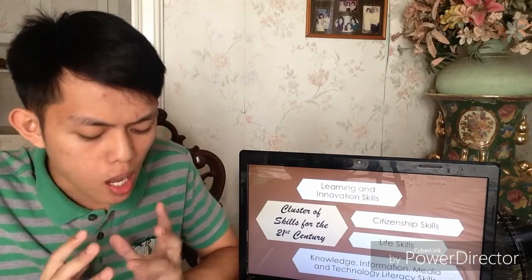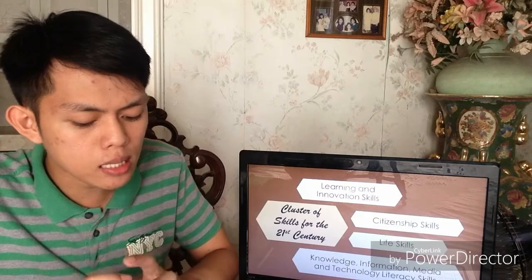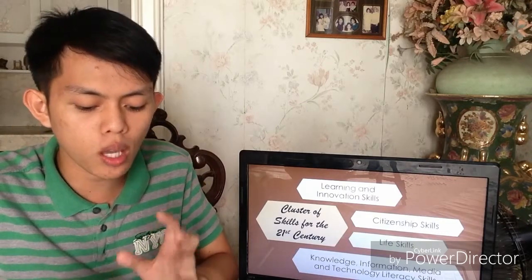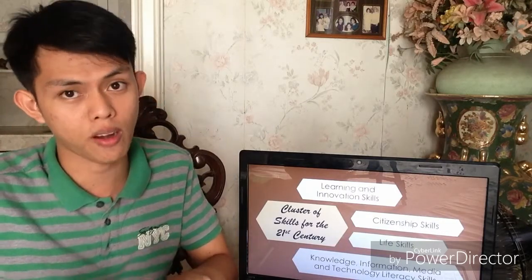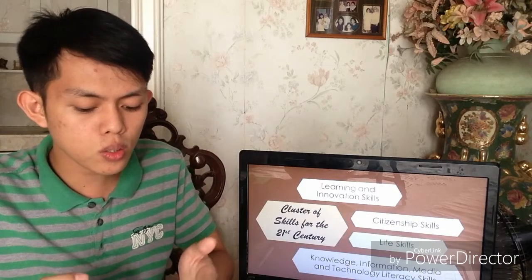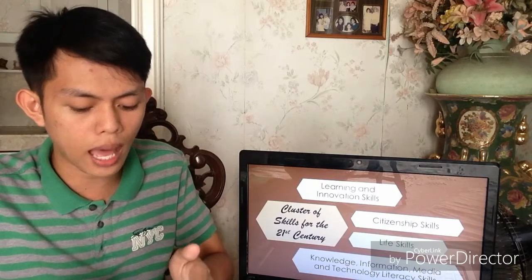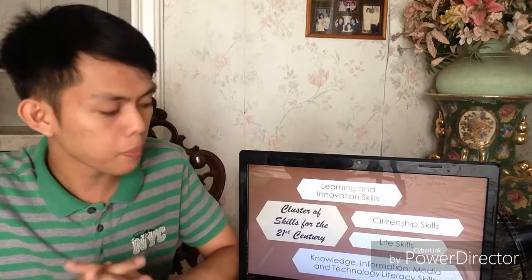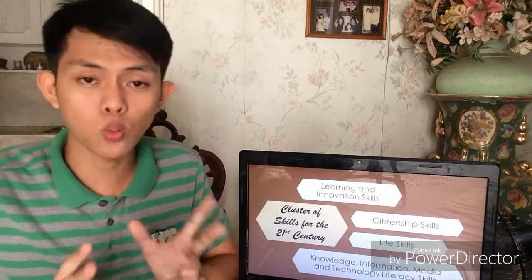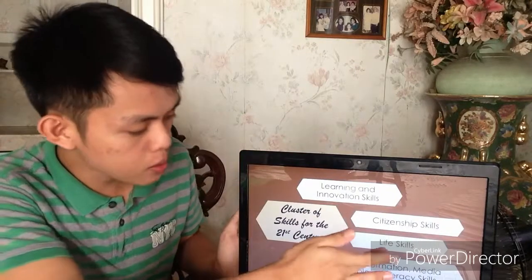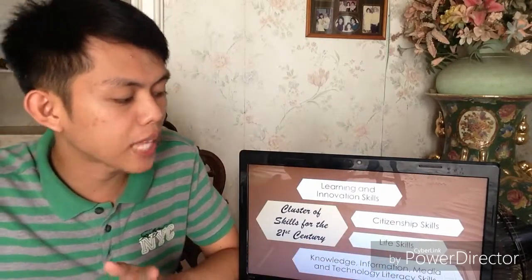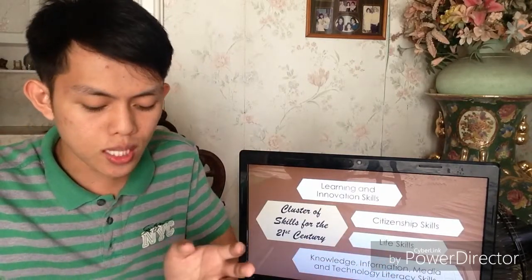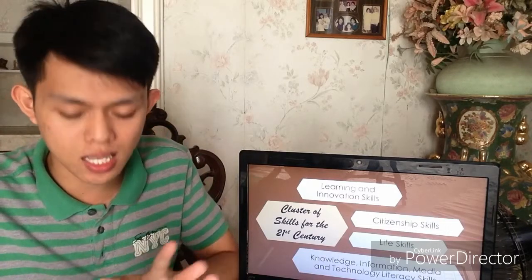Next one, pumapasok din sa citizenship skills yung ecological and environmental awareness. And then also, in citizenship skills, we have values, ethics, and professionalism. So next one, on the third cluster, we have life skills. So sa life skills naman, we have 6.